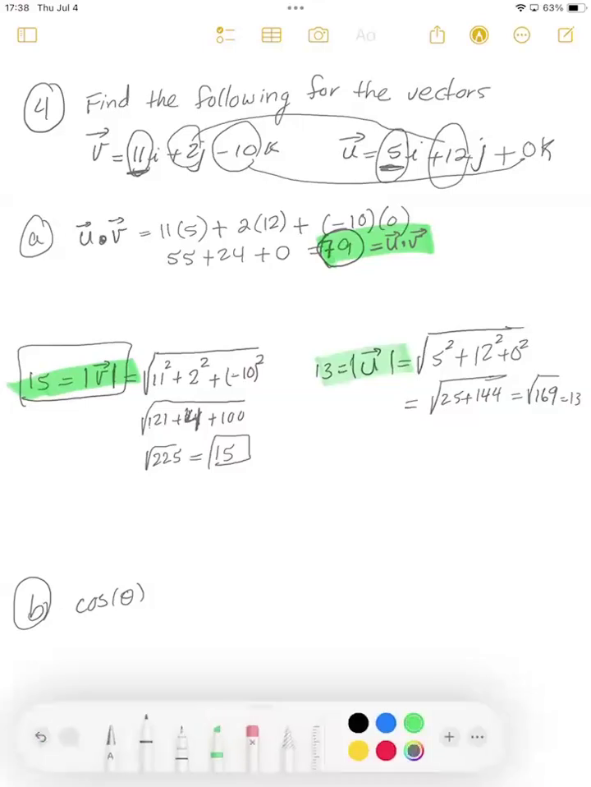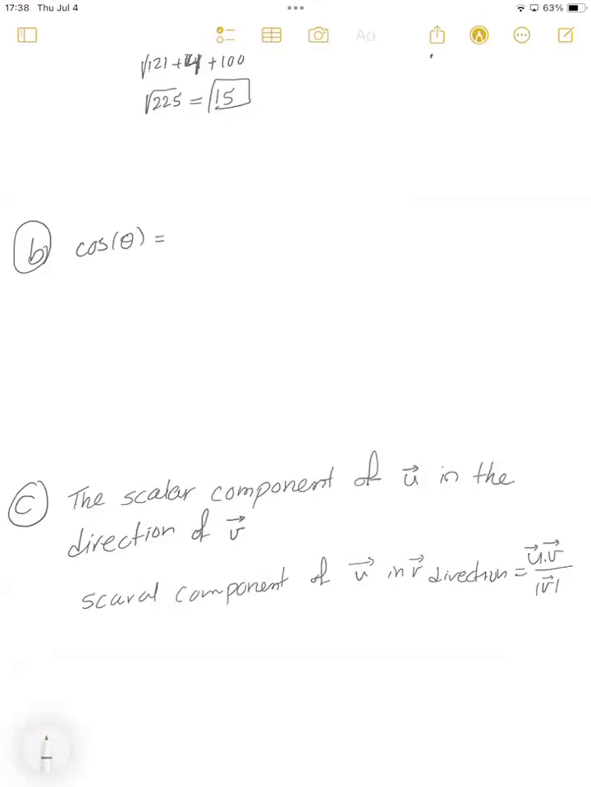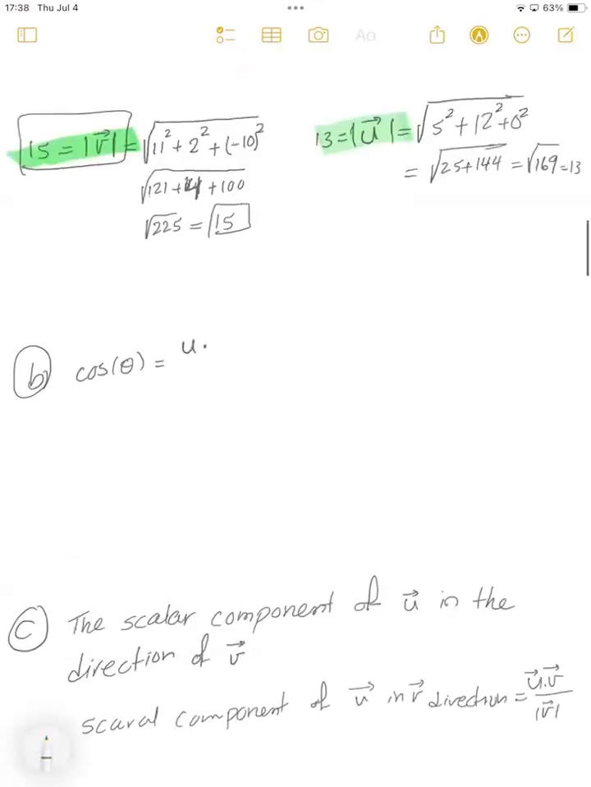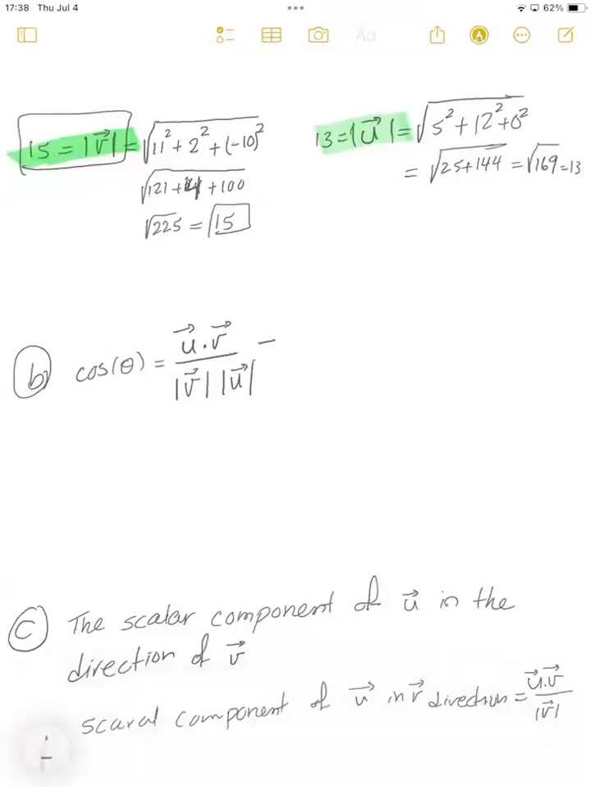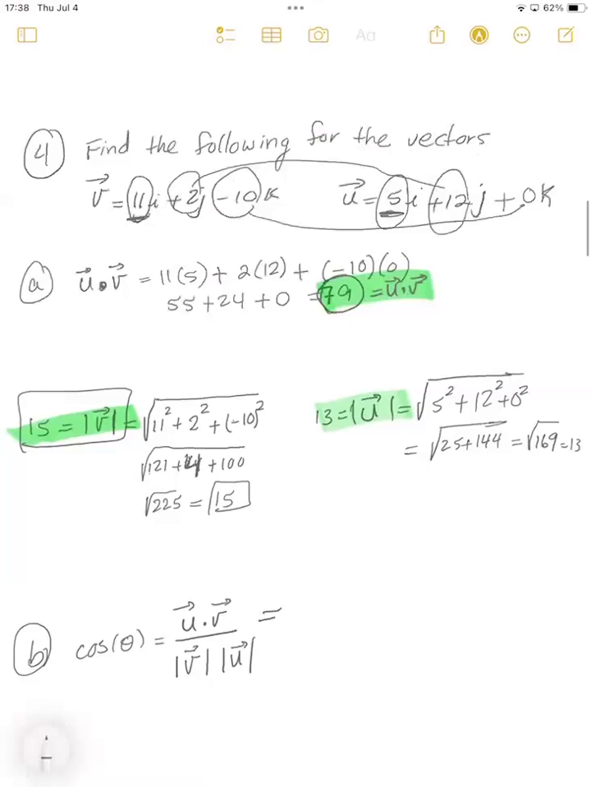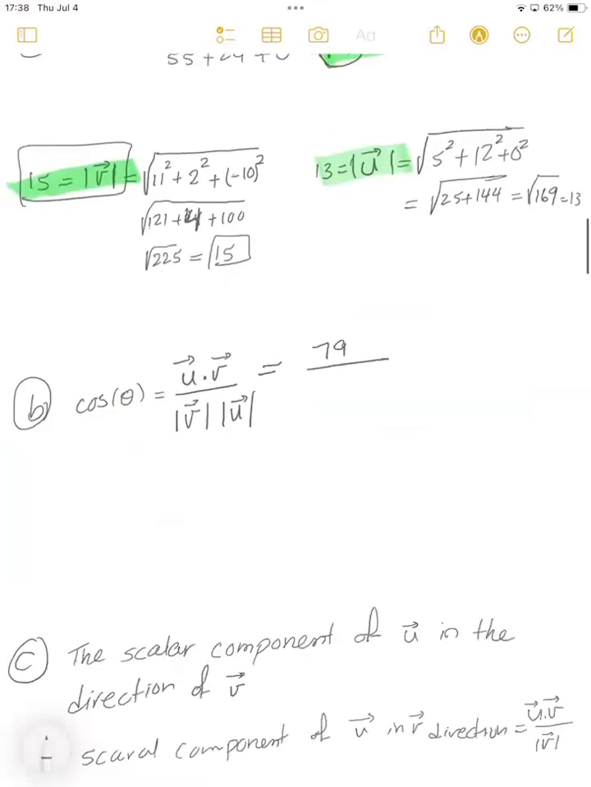Now, it says find cosine of theta. To find cosine of theta, you have this formula: u dot v, the dot product on the top, divided by the magnitude of u and the magnitude of v. You could put u first, v second, it doesn't matter which one you put first. So we do have u dot v, which is 79. We have v, which is 15, and u is 13. So 79 divided by 15 times 13.